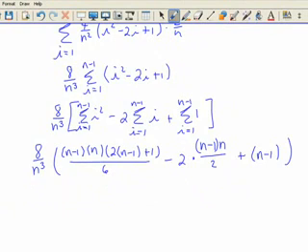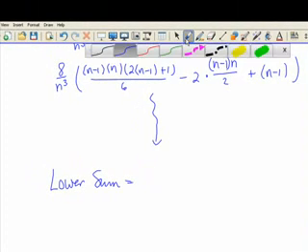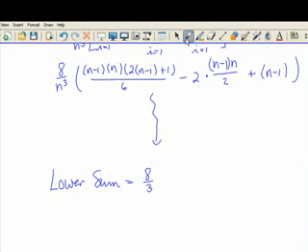Now, in the interest of time and sanity, we're not going to go through all the steps to simplify that, but basically we will eventually end up with a formula for the lower sum that is something along the lines of 8/3 minus 40 over 3n minus 104 over 6n squared minus 8 over n cubed. Just trust me on that.